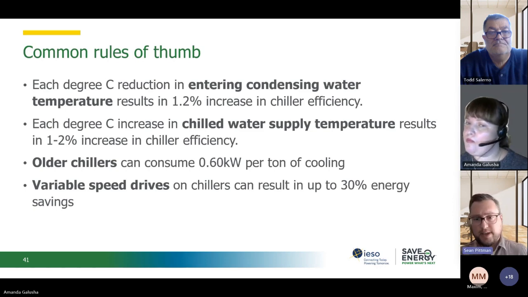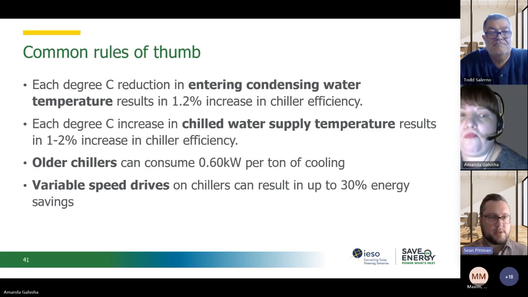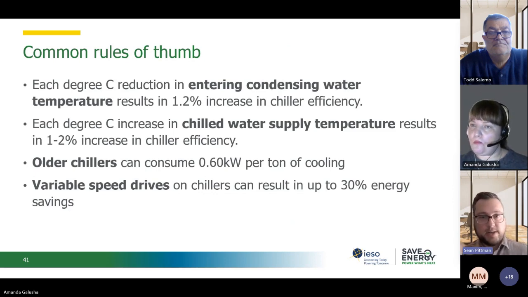So, moving on to the estimating savings portion, the last step. There are some common rules of thumb you can use for your high level analysis and initial investigations. Each degree Celsius reduction in entering condensing water temperature typically results in a 1 to 2% increase in chiller efficiency. Each degree Celsius increase in chilled water supply temperature will also result in a 1 to 2% increase in chiller efficiency. These are broad generalizations, but they tend to hold across the majority of chiller plants.